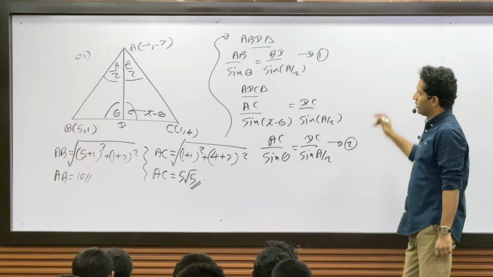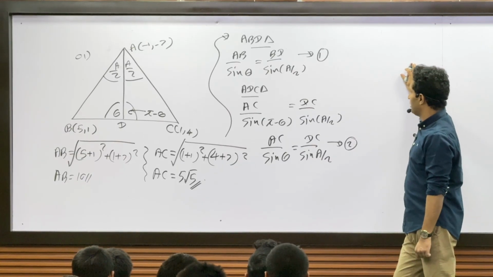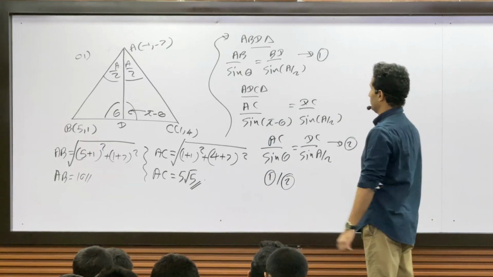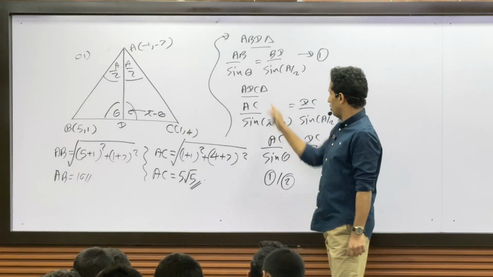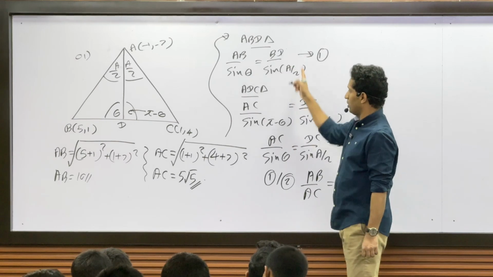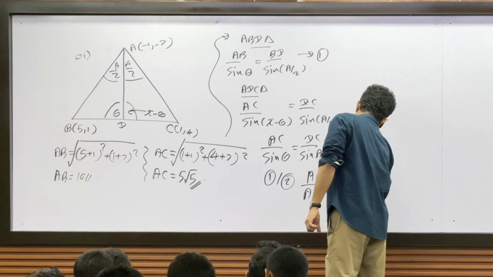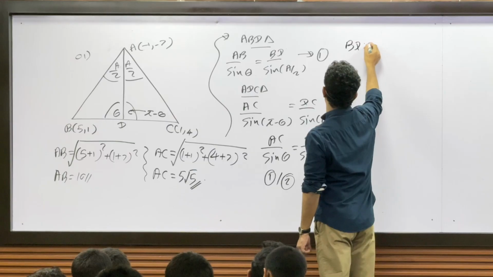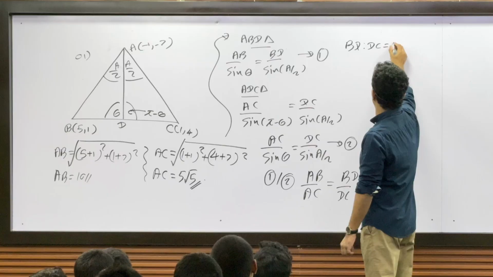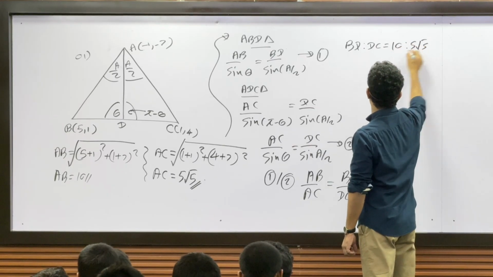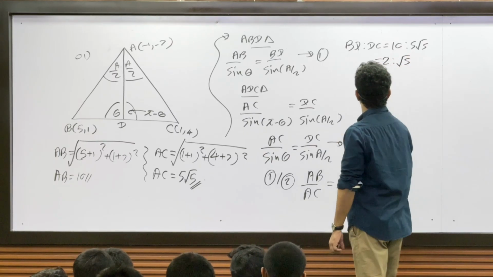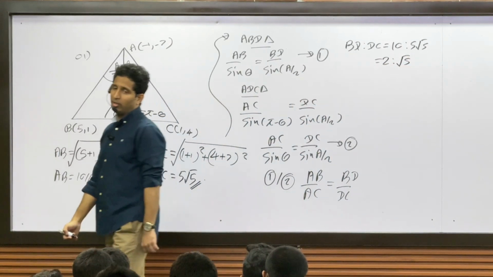Now to find the ratio BD to DC, you can divide these two results, 1 divided by 2. When you divide these two, sine theta and sine theta will be cancelled. AB over AC equals BD over DC. Then the BD to DC ratio is equal to AB to AC. What was AB? That's 10, and AC is 5 root 5. You can cancel by 5, right? That's 2 is to root 5. Can you understand? This is how you can find the ratio for D.